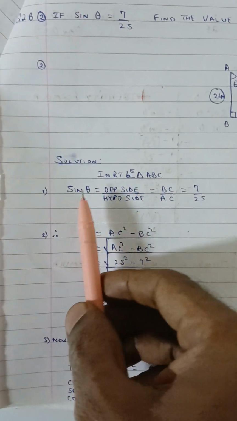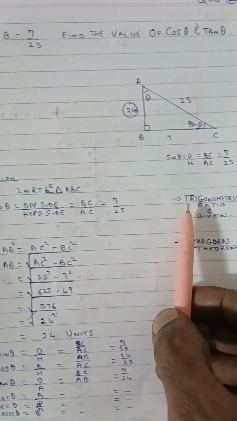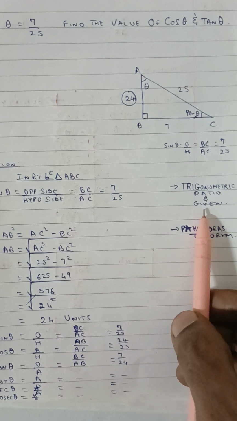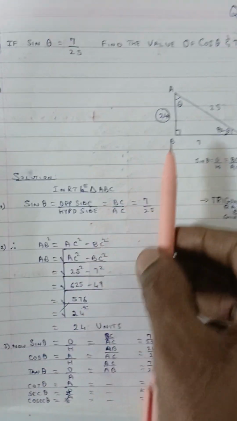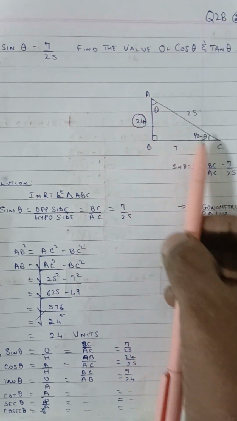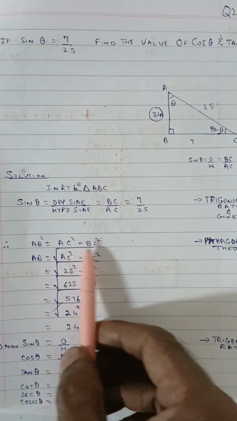Here we will write. Then I will go for solution in right angle triangle. Sine theta is opposite side upon hypotenuse side, that is BC upon AC, 7 upon 25. That is the trigonometric ratio which is given over here. Now in right angle triangle we get AB square is what? AC square minus BC square. Taking the square on the right hand side we get a square root.